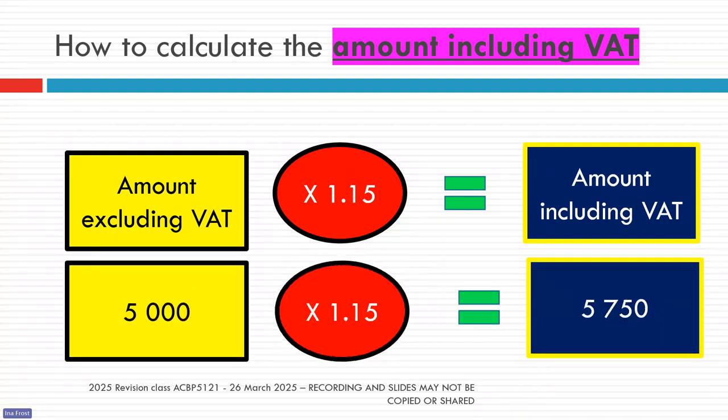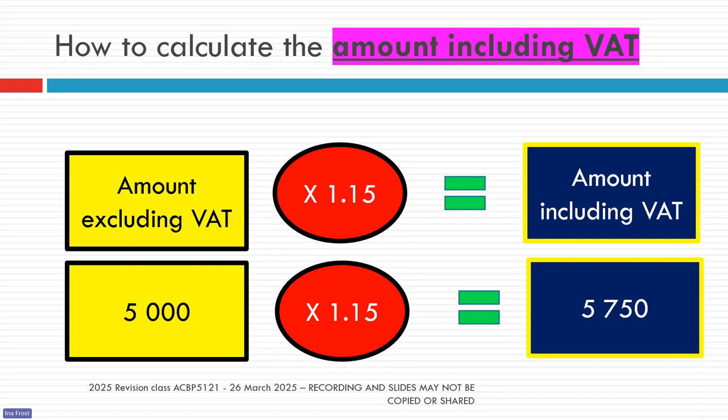So let's put some numbers to it. If we use the 5,000 rands again, and I multiply it with 1.15, it gives me the amount including VAT of 5,750 rands.